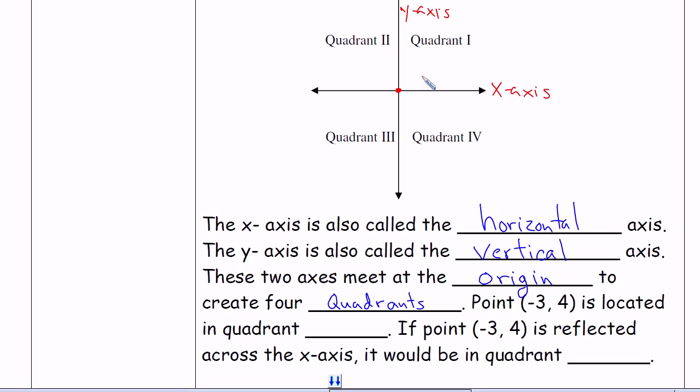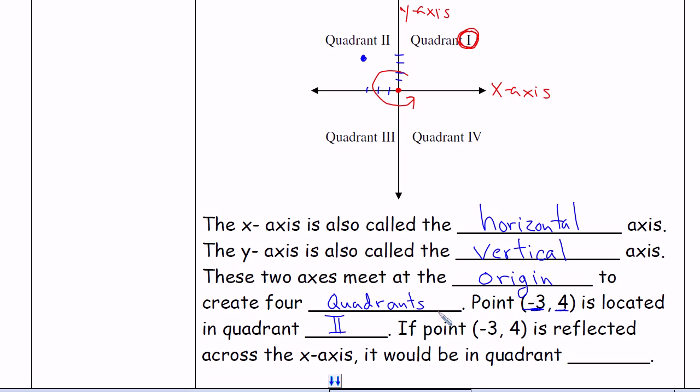Remember that phrase that I gave you in class in the last video, I C, that tells you which way to number your quadrants. Now here says the point negative 3, 4 is located in quadrant what? Well, if we have a point negative 3, 4, that means we're going to go 3 units to the left because that's a negative 3, and then we're going to go 4 units up because that's a positive 4. So we go 1, 2, 3 and up 1, 2, 3, 4, and it would be located right here in quadrant number 2.